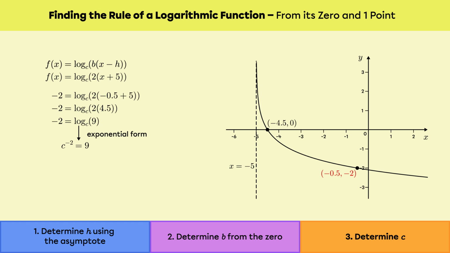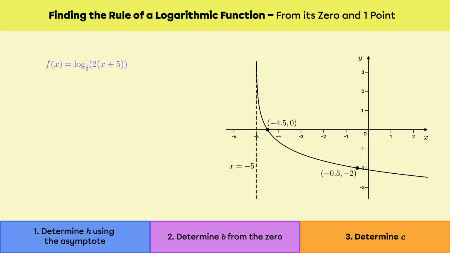Here, the law of negative exponents is used to make the exponent positive. To do so, the base c must be reciprocated. Now we have 1 over c squared equals 9. This equation converts to 1 over 9 equals c squared. If we take the square root of both sides of the equation, we get that c is 1/3. We're done searching for the rule of this function, which is f of x equals log base 1/3 of 2 times x plus 5.